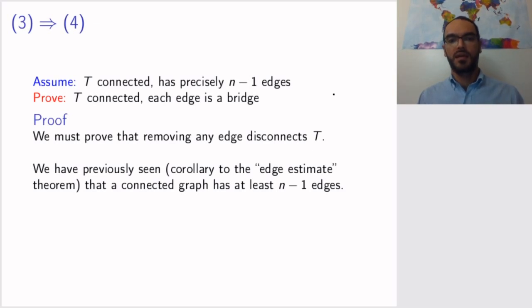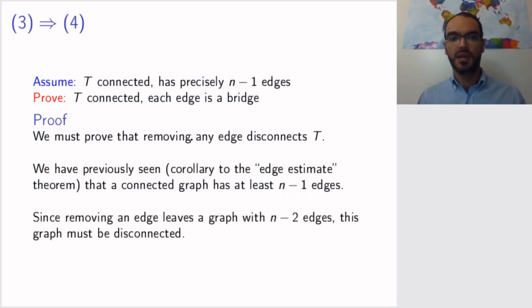Well, we have previously seen in a theorem from some lectures ago, when estimating the edges of graphs, that a connected graph has at least n-1 edges. So if we start with a graph with n-1 edges and remove an edge, it will have n-2 edges, but this graph will be disconnected because of this edge estimate, because if it were connected, it would have at least n-1 edges. So if we start with a connected graph with precisely n-1 edges, removing any edge will disconnect the graph, and we have proved that each edge is a bridge.